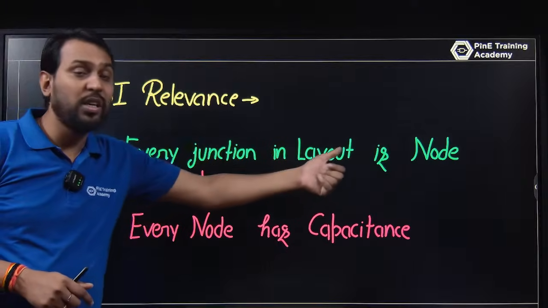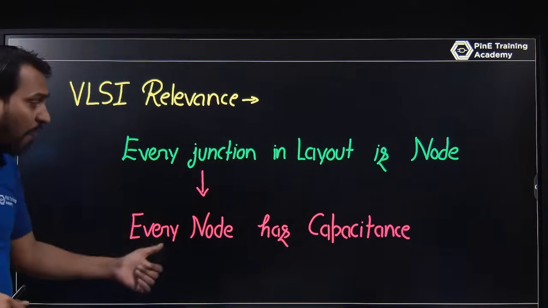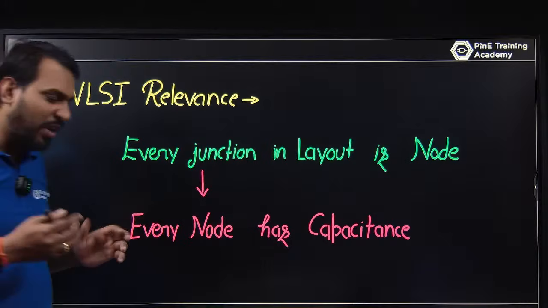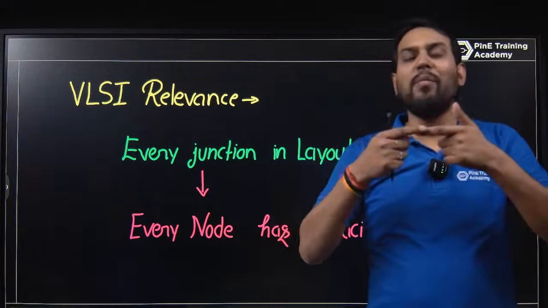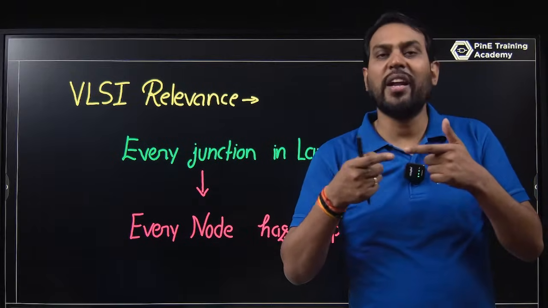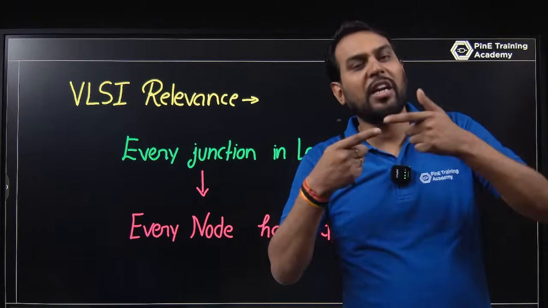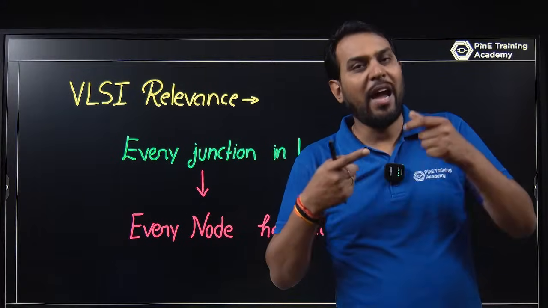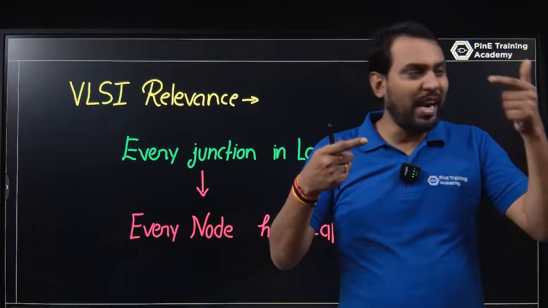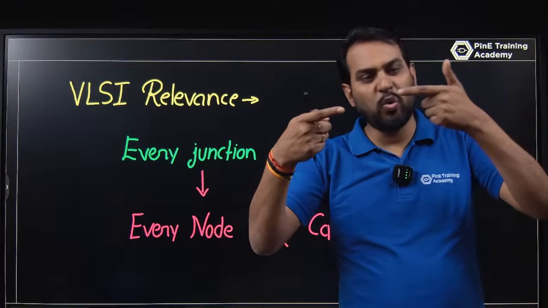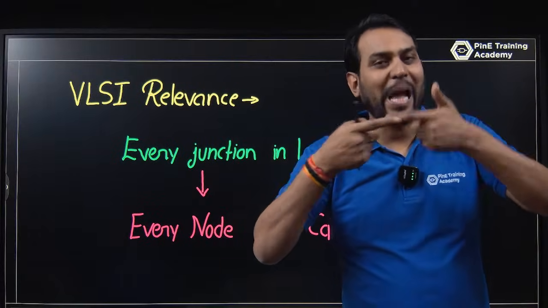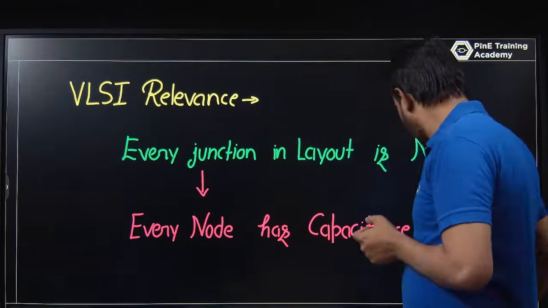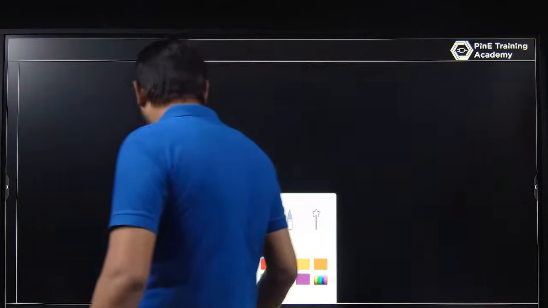Every junction in layout is a node. Every node has a capacitance. What is the meaning of capacitance at this point? So you are connecting two elements. If you are connecting two elements, you must require a metal. And if the metal is connected, let this be metal 1 and this be metal 2, and you are connecting two metals. Of course, they have a parasitic capacitance. We'll discuss it in a later part when we discuss the capacitor.